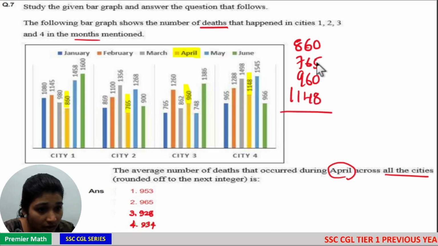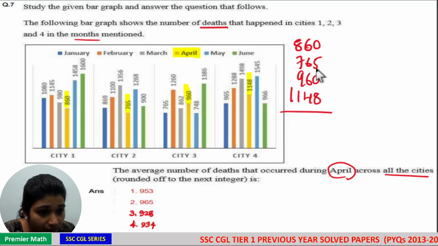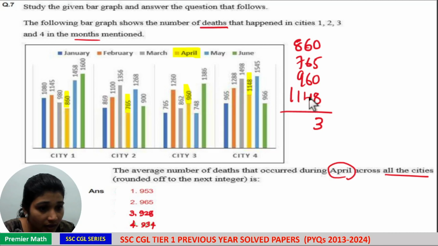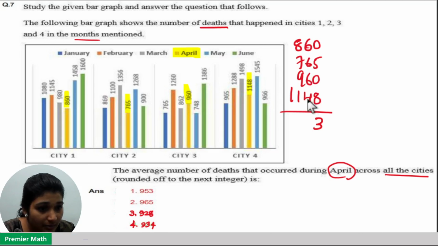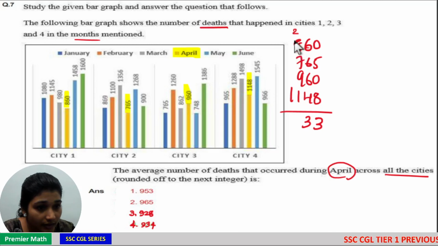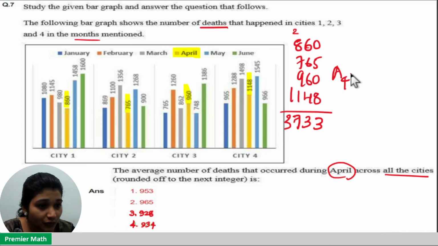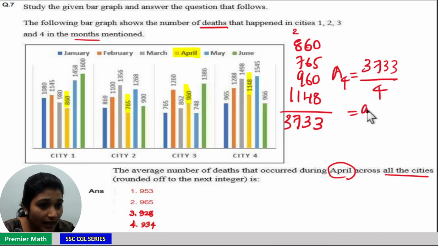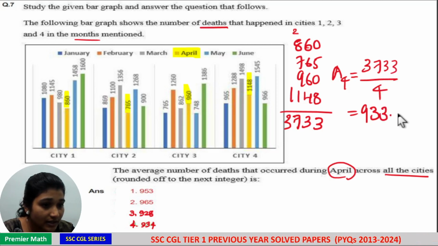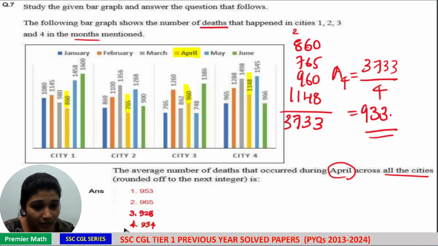If you add them together, 8 plus 5 is 13, 18 plus 5 is 23, and here 10 plus 10 is 20, 20 plus 7 is 27, and here we have 2 plus 1, 3. So take the average of these 4 numbers, which is 3733 divided by 4. 4 goes 9 times in 36, 4 goes 3 times in 13, and 4 goes again 3 times in 12. So 933 point something. So option 4 is your answer.